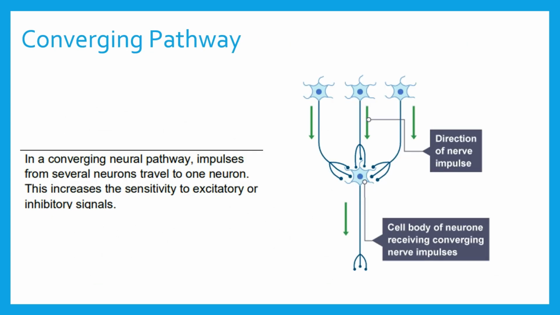So starting with a converging neural pathway, here we can see several neurons sending their impulses towards one. So the impulses all converging on the same neuron. So this can be an advantage if you need to increase the sensitivity or excitatory to inhibitory signals. So if each of those individual impulses are quite weak, you can combine the efforts to elicit a response. So that could be helpful, for example, in low light conditions.